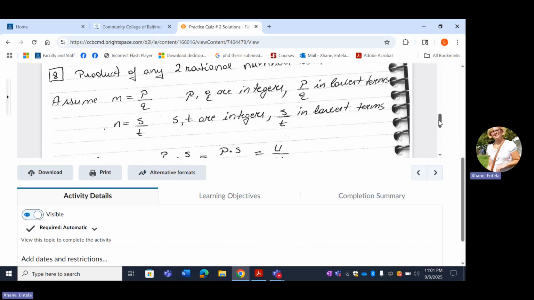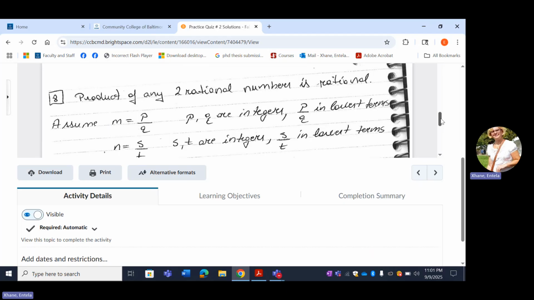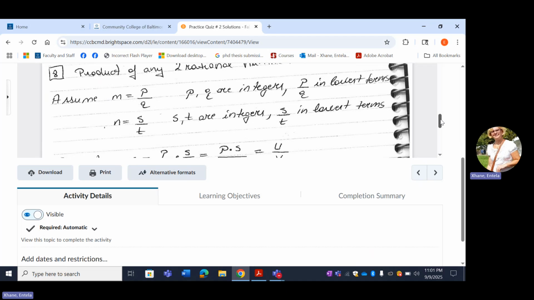So I'm going to pick 2 rational numbers. I'm going to call one of them M and the other one N. By definition, they're given as ratios. The first one, I'm going to call it P over Q, where P and Q are integers, and then P over Q by definition must be in the lowest terms, or simplified. And the second number, I'm going to call it N, and the ratio S over T. I cannot use P and Q because they're already used to represent the first rational number, where S and T are integers, and then the ratio S over T is, again, in the lowest terms, which means simplified.